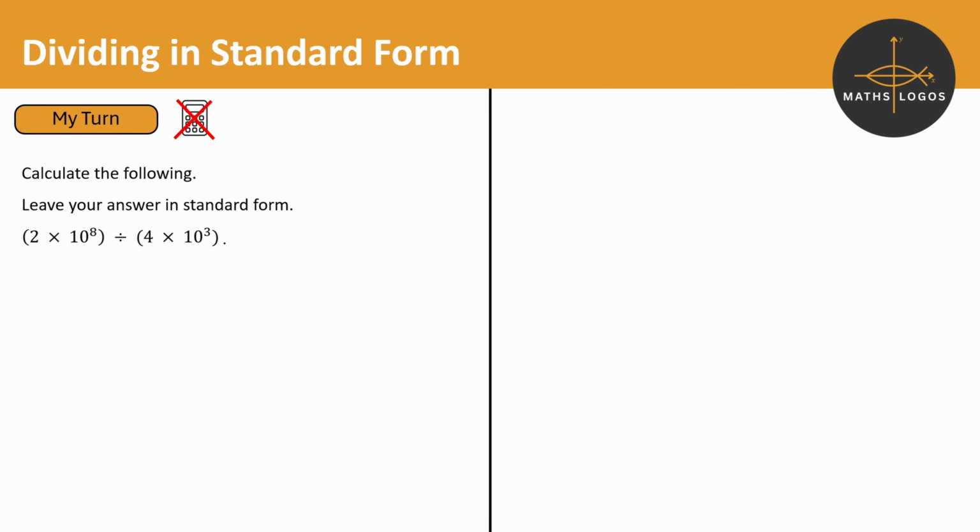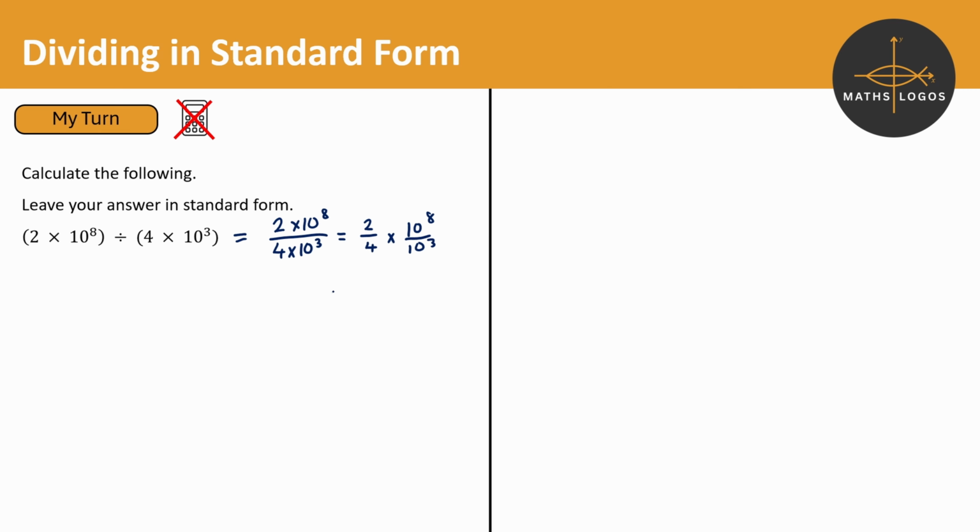2 multiplied by 10 to the power of 8 divided by 4 multiplied by 10 to the power of 3. Let's start by writing it as a fraction as we did on the previous one. So 2 multiplied by 10 to the 8 over 4 multiplied by 10 to the power of 3. Then split it into two fractions. So 2 over 4 multiplied by 10 to the power of 8 over 10 to the power of 3.